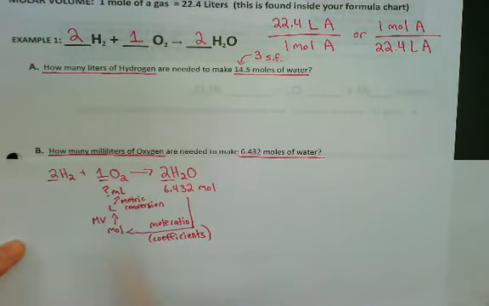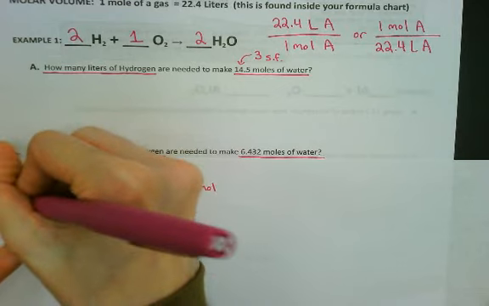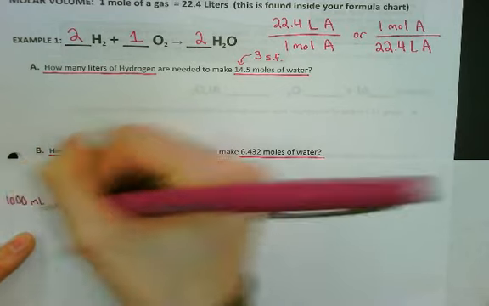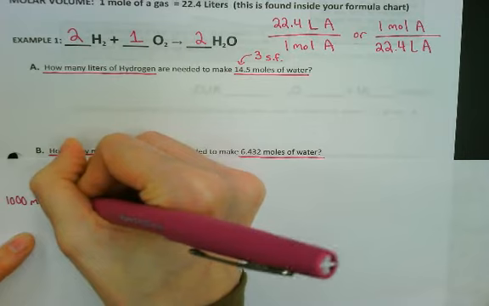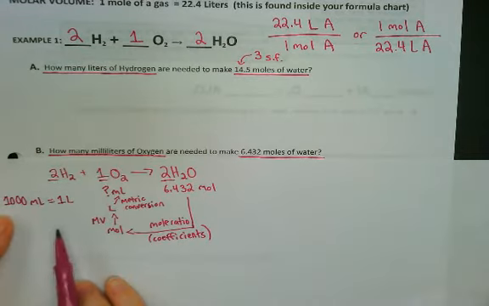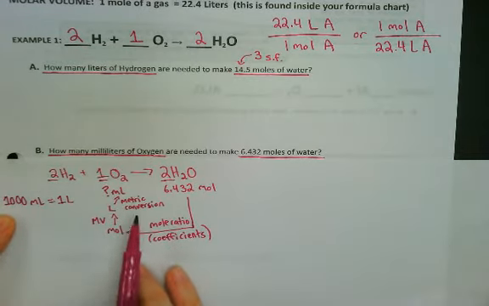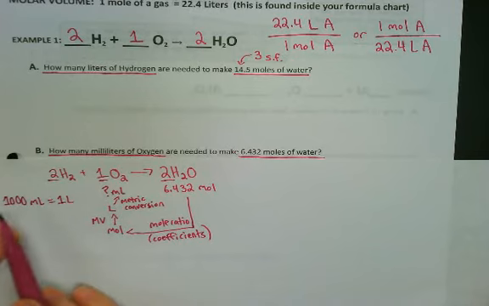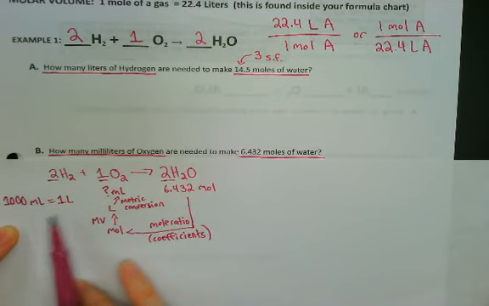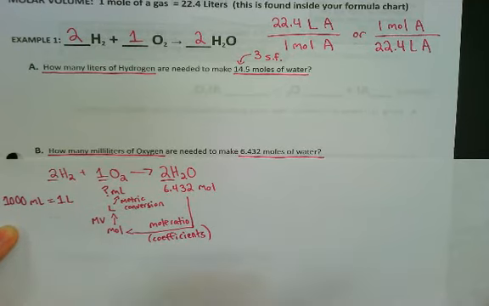In this case, the metric conversion is that there are 1,000 milliliters in 1 liter. So that's the metric conversion we're going to use here. You will have these conversions. If we have you use a metric conversion, you will be given them on your quiz and test. But for right now, I want you to write that down so you have that in your notes.